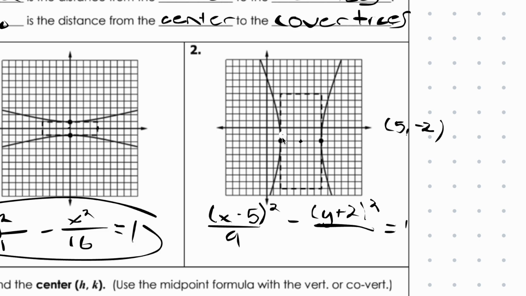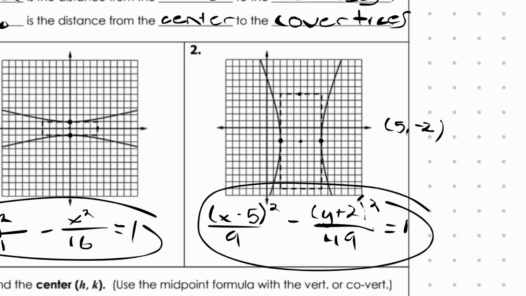And here we're going to have our b values from our center to our co-vertices. That's going to be 7 units. And so our denominator here is equal to b squared, which is equal to 7 squared, which is equal to 49. And that's our equation.